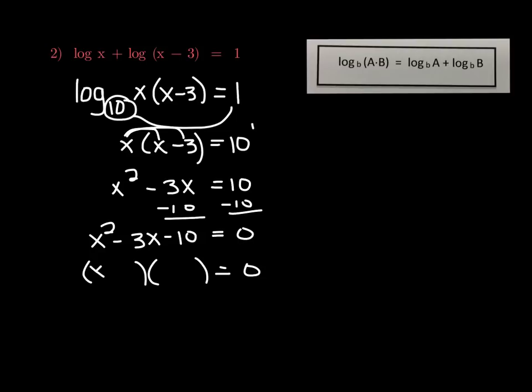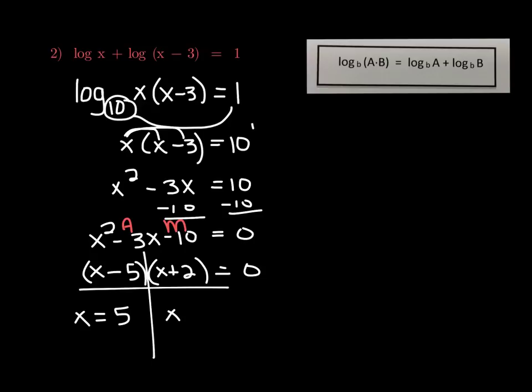All right, so we'll put an x and an x here, and then two numbers that multiply to negative 10 and add to negative 3 would be negative 5 and positive 2. All right, so when we solve, we get x equals 5 and x equals negative 2.